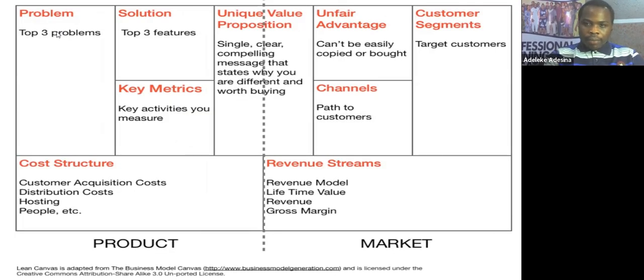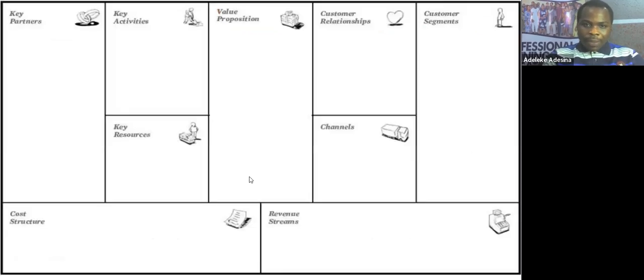Okay, so the customer segments, the problems that the customers have that you are trying to solve, the solutions that you are providing, the unique value proposition, which is the problem that you are solving, how your product or service is solving the customer's problem in a unique way, and your unfair advantage, that thing that you have that cannot be easily copied or bought, channels to your customers, the key metrics, the cost structure, and the revenue streams. So these are the elements of the lean canvas for startups. And then we have the business model canvas.